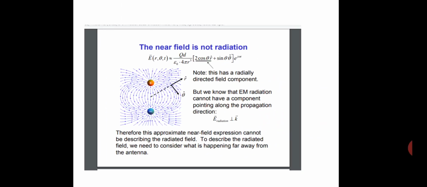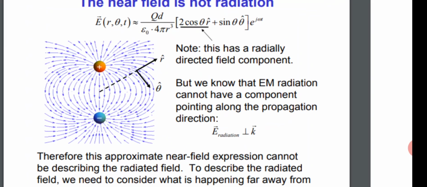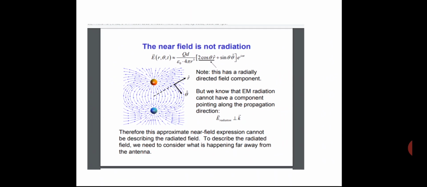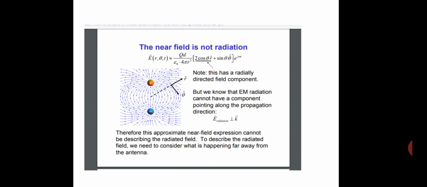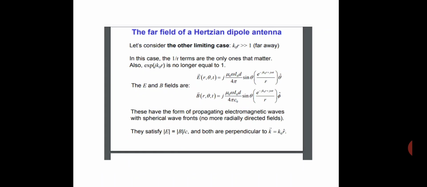But we know that electromagnetic radiation cannot have a component pointing along the propagation direction. Radiation is along r̂. Therefore, this approximate near field expression cannot be describing the radiated field. To describe the radiated field, we need to consider what is happening far away from the antenna.